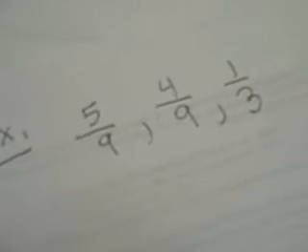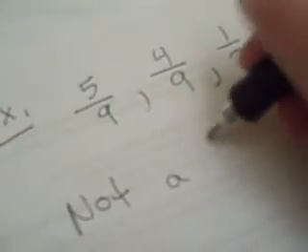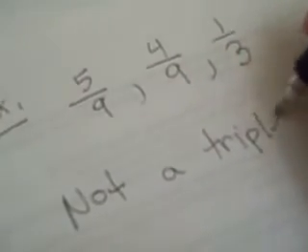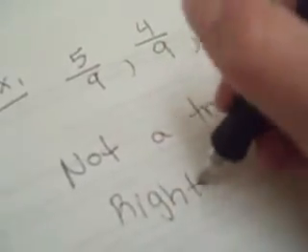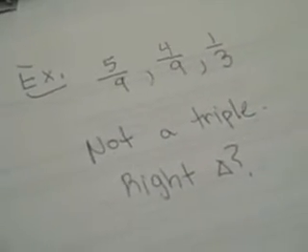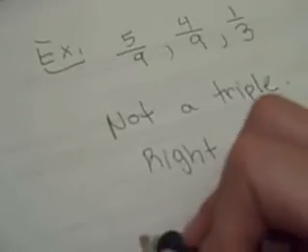Okay, here are three numbers. So right away we would notice that they're all fractions. Because they're all fractions, that would mean that they are not a Pythagorean triple. So they can't be a triple. But I still want to know, can they form a right triangle? To figure that out, we're going to plug them into the Pythagorean theorem.